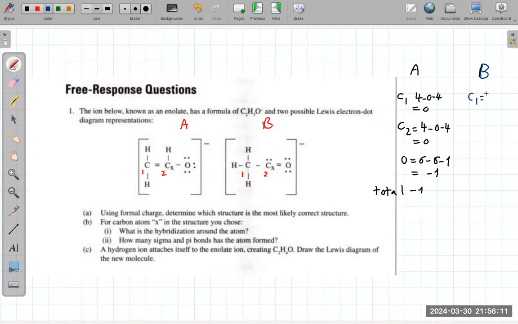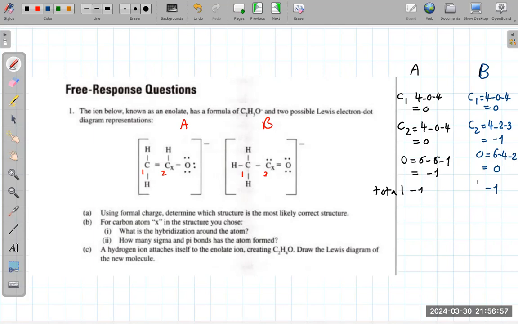Second one: C1 is 4 minus 0 minus 4, so 0. And then C2 is 4 minus 2 minus 3. 4 for carbon, minus 2 non-paired, minus 3. So 4 minus 2 is 2, minus 3 is negative 1. And oxygen is 6 minus 4 minus 2, so that's 6 minus 6, so 0. And then this is negative 1 again.